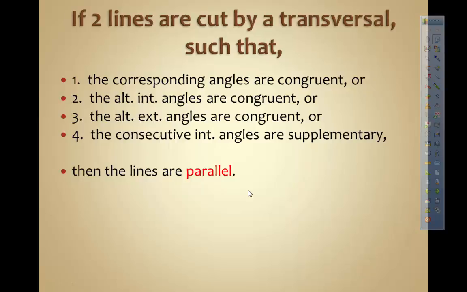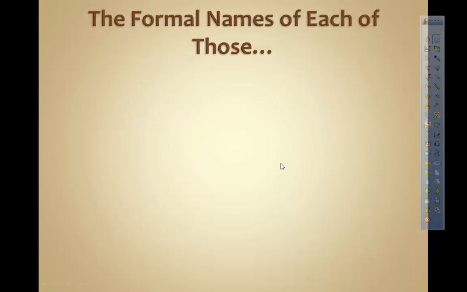If two lines are cut by a transversal such that the corresponding angles are congruent, or the alternate exterior angles, alternate interior angles are congruent, or consecutive angles are supplementary, then the lines are parallel. Now, these four statements are the converses of the statements that we learned yesterday. So it turns out these are going to be true. In fact, they turn out to be theorems. So let's take a look at them.